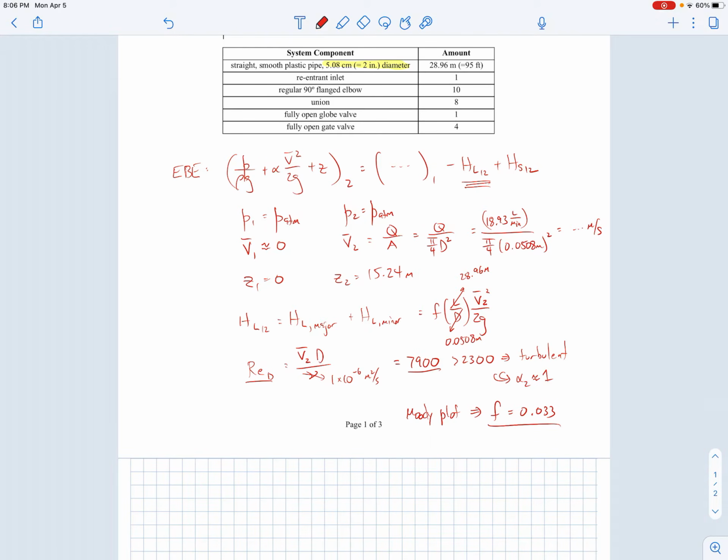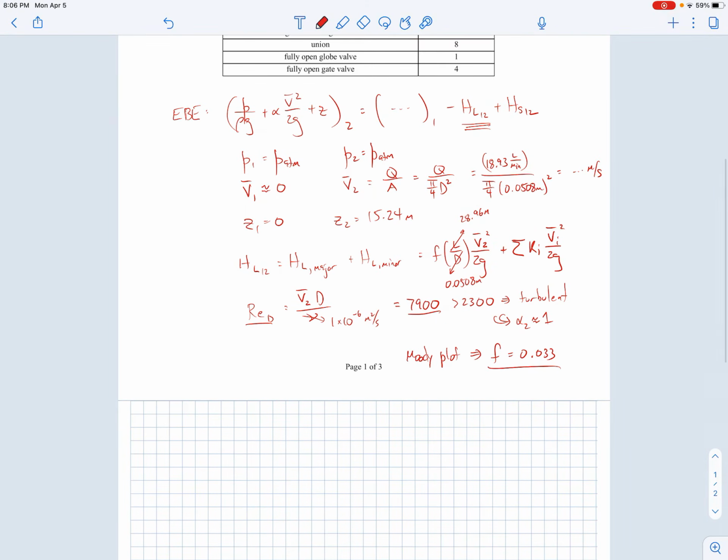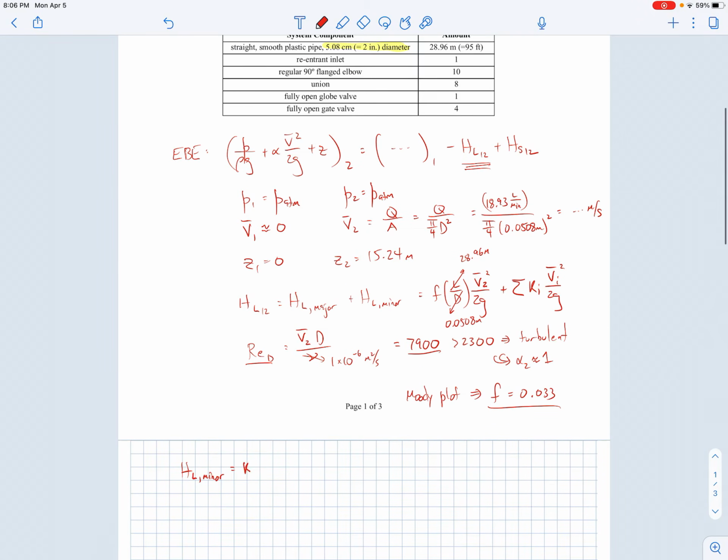So that one, I'm just going to write it here as the sum of all the minor loss coefficients times the velocity heads where those minor losses occur. So this minor loss term will account for the reentrant inlet, the elbow, the union, and the globe and gate valves. So let me just jot that down here where we have a little more space. So the minor head loss term, we're going to have one reentrant inlet.